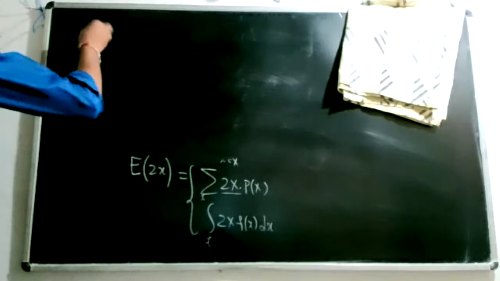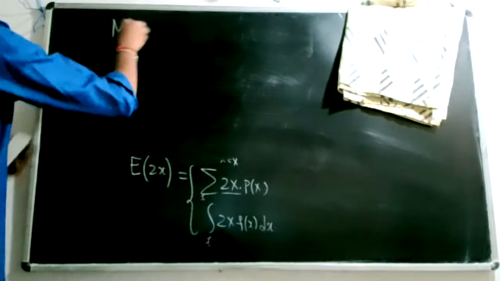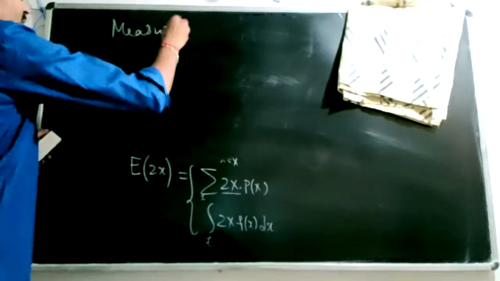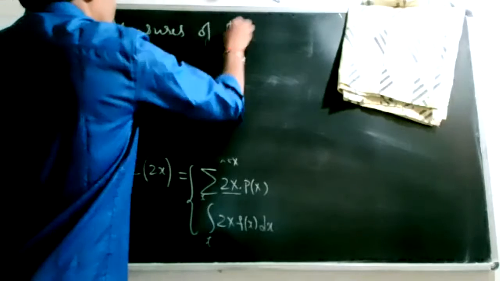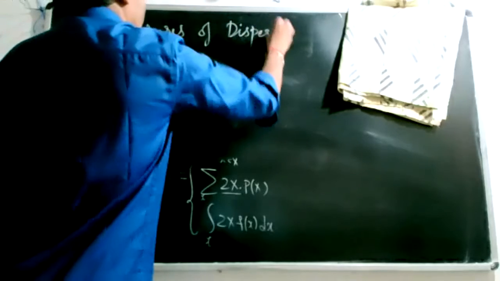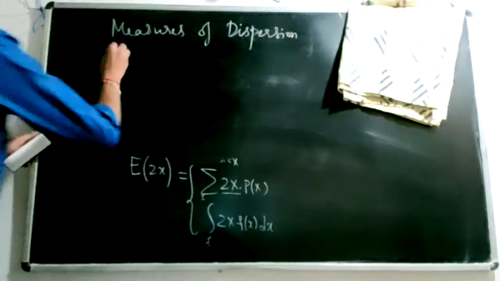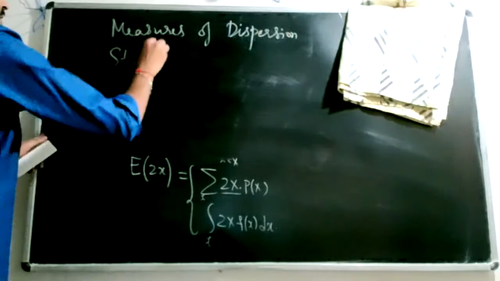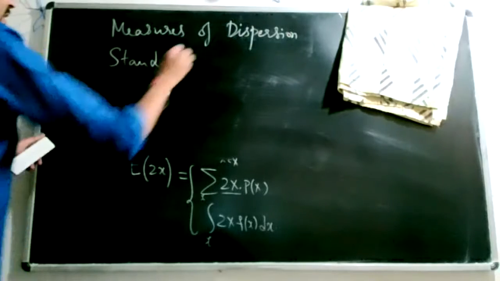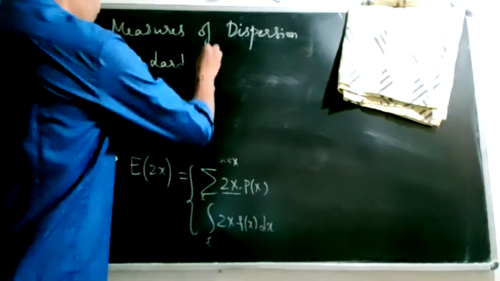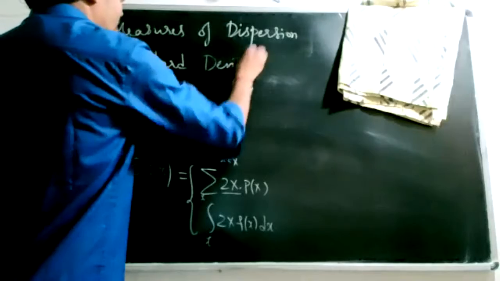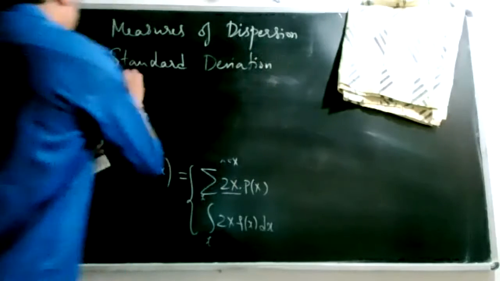So we learned quartile deviation. So coming to the other measures, the most widely used measure of dispersion is standard deviation, and it is also defined similarly for the case of a frequency distribution. So standard deviation and variance.